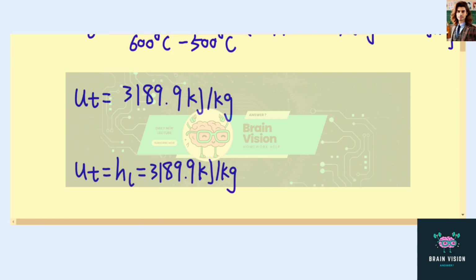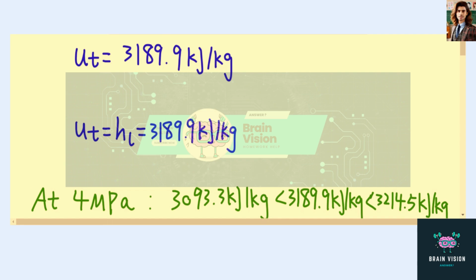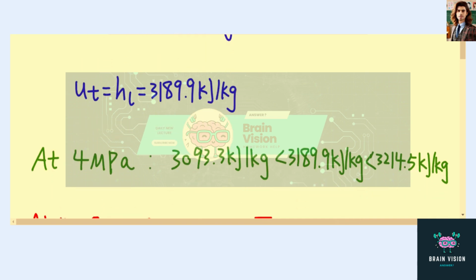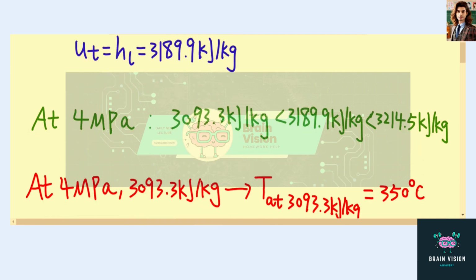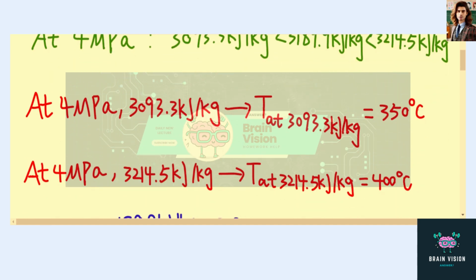So now we use the same table, which is A6. So we know at 4 megapascal, if you take a look at the 4 megapascal section, the enthalpy 3189.9 kilojoule per kilogram is lying between 3093.3 kilojoule per kilogram and 3214.5 kilojoule per kilogram. So at 4 megapascal, 3093.3 kilojoule per kilogram, the corresponding temperature is 350 degrees Celsius. And at 4 megapascal, 3214.5 kilojoule per kilogram, the corresponding temperature is 400 degrees Celsius.